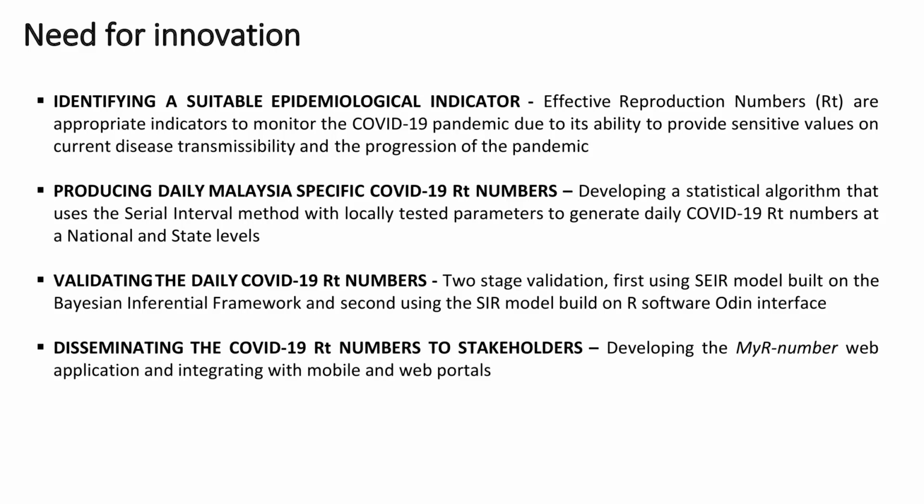Developing a statistical algorithm that uses the serial interval method with locally tested parameters to generate the daily COVID-19 RT numbers at national and state levels. Third of all is to validate the daily COVID-19 RT numbers. Here, two-stage validation, first using the SEIR model built on the Bayesian inferential framework, and second using the SIR model built on the R software Odin interface.